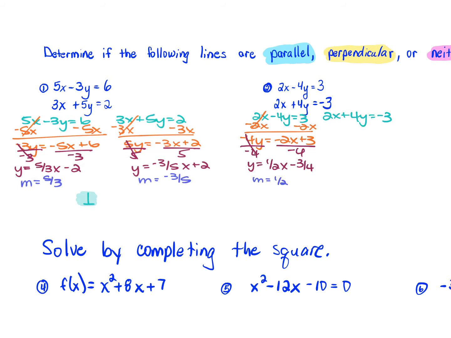For the 2x plus 4y is equal to negative 3, we're going to subtract the 2x from each side. We have 4y is equal to negative 2x minus 3. And we just divide each side by the 4. So we have that y is equal to negative 1/2 x minus 3/4. Your slope for this one is negative 1/2.